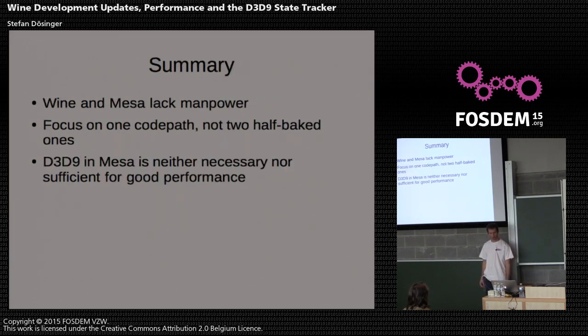So just to summarize, my main point is that both Wine and Mesa lack manpower, especially the non-Intel parts of Mesa. So I believe we should focus on one code path and making this one common code path right, rather than have a half-baked D3D9 implementation here, a half-baked D3D9 implementation there, a half-baked OpenGL implementation here. If we make the common code path work well, then native Linux games will work well, and D3D9 games will work well, and DirectDraw games will work well.